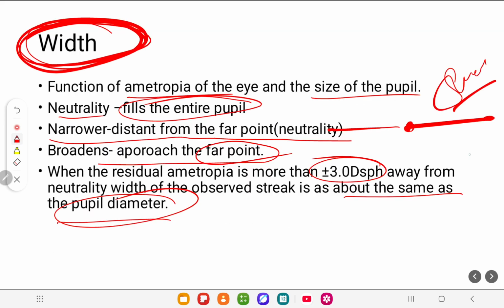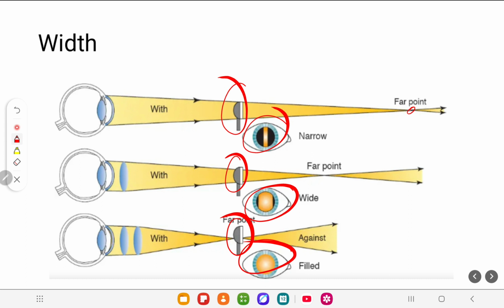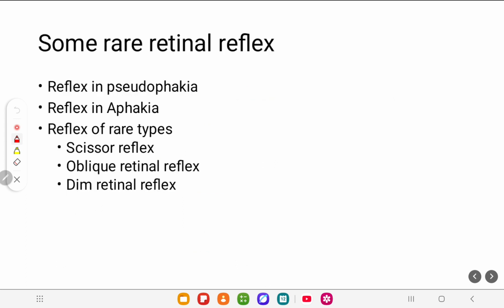The concept is this. So width, as you know, the far point is here, and we're doing retinoscopy here. It's small, and as you approach the far point, it's getting larger, and exactly at the far point, voila, it fills everything, isn't it? So same.